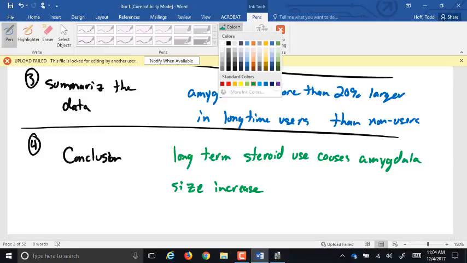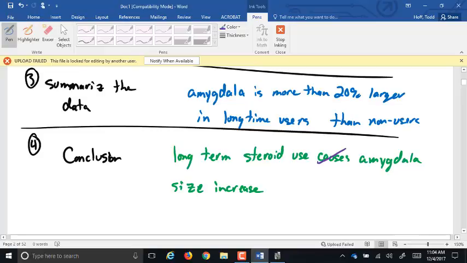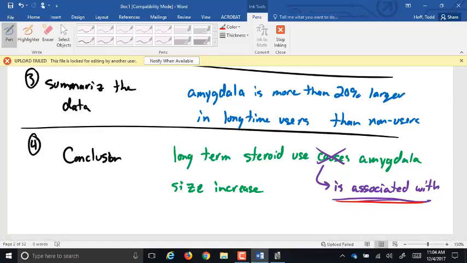Now, one thing, I use the word causes here, and I'm going to cross that off and replace it with is associated with. Now, the reason I'm doing that is, yes, they did find that the people who had used steroids long-term, heavy long-term use, had 20% larger amygdala than those that had not. But just because those two things are linked together doesn't mean that one caused the other.